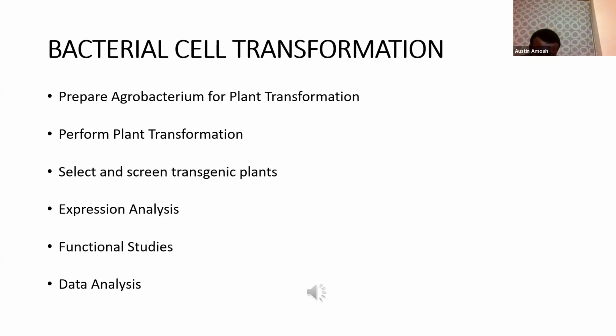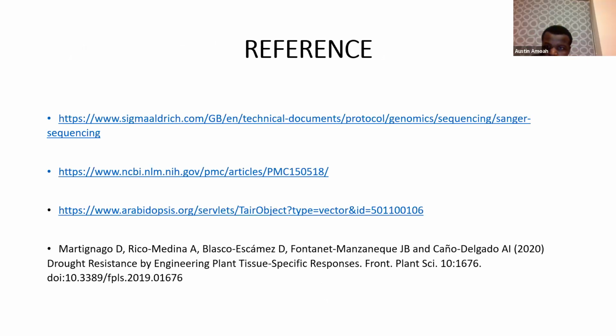Now, for us to know the expression, we are going to perform expression analysis. We will confirm the expression of the gene in transgenic plants using techniques such as quantitative real-time PCR or Western blotting. In the next step, we are going to do functional studies. So we conduct functional studies based on the goals of our research, observing phenotypic changes or analyzing chemical parameters. And then we analyze our data and draw conclusions based on our experimental results. Thank you.